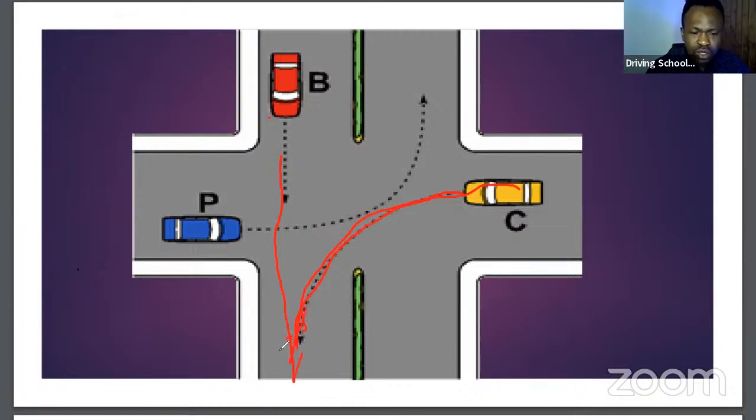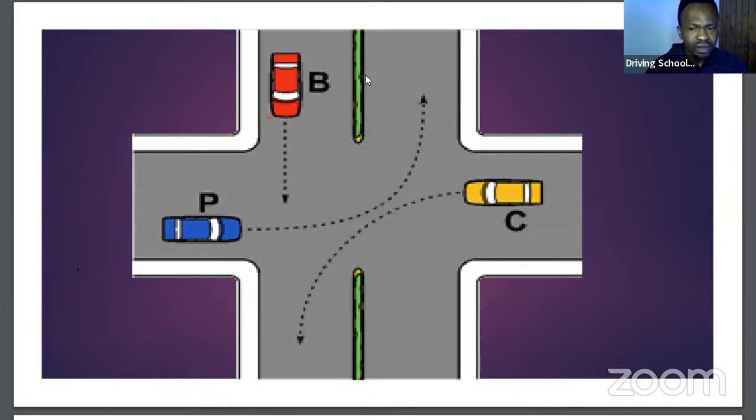You understand? So definitely they will intersect here, and when they intersect, you see that the right hand of vehicle C is here, and the left hand of vehicle B is here. So if the two of them fail to obey the rules of intersection, this is where they will have an accident. You understand? So that is it.